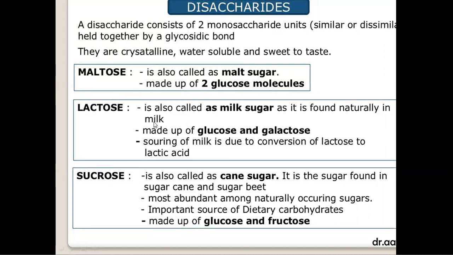Lactose sugar is also called milk sugar. Why? Because it is present in milk. It is useful for the storing of the milk. Here lactose sugar is made up of glucose and galactose. And sucrose, which is also called cane sugar and table sugar, has two monosaccharide units: glucose and fructose. But sucrose is the main important source of dietary carbohydrates.